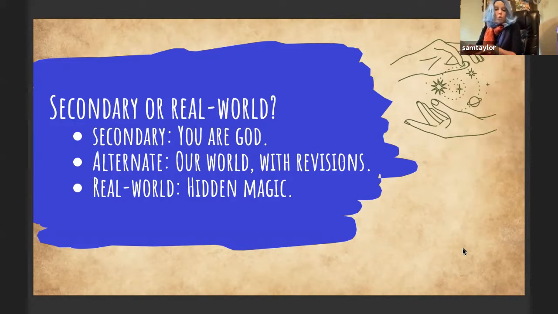Then there is solid real world fantasy. You often see this with contemporary but it can also be in historical fantasy, where it is the world as we know it or the world as it was. And the magic in these worlds, it's usually a hidden magic, like a secret society of magicians or witches, and they have to keep their magic on the down low for whatever reason. Maybe people would panic if they knew about the magic. Maybe it's secretly how they built themselves up a lot of power.